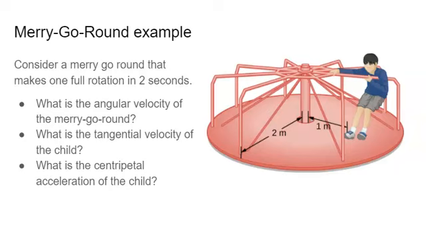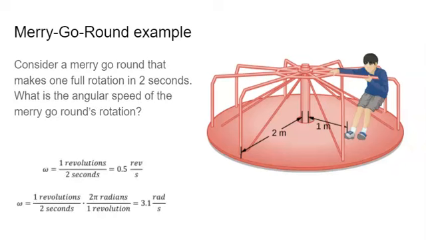Just by knowing the time it takes for one rotation and the distance the child is from the axis of rotation, we can figure all three of these things out. So let's start with the angular speed of the merry-go-round's rotation.